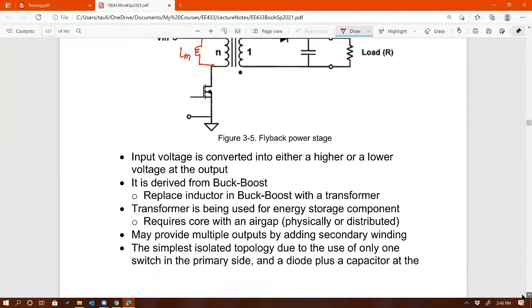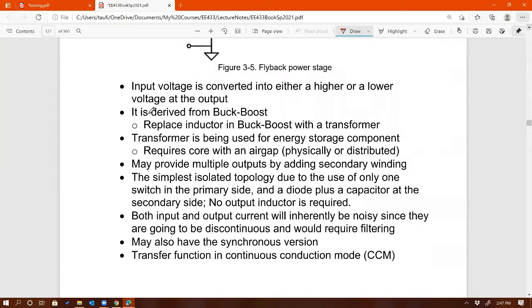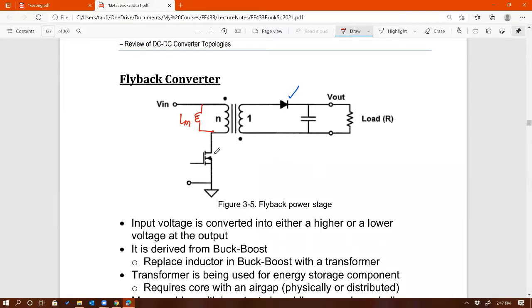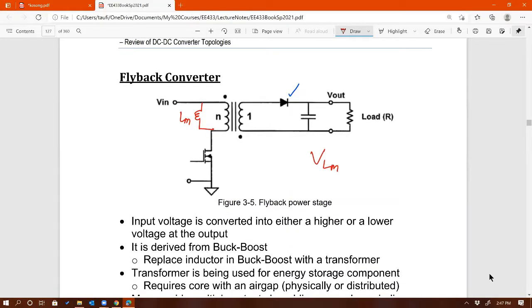So what happens when the switch is on? When the switch is on, the diode is off. Assuming all components are ideal, with no losses and no drops, the switch is ideal as well, so when it is on there is no drop across it. Therefore, when the switch is on and the diode is off, the voltage across the magnetizing inductance is exactly equal to V in. So VLM on is equal to V in.